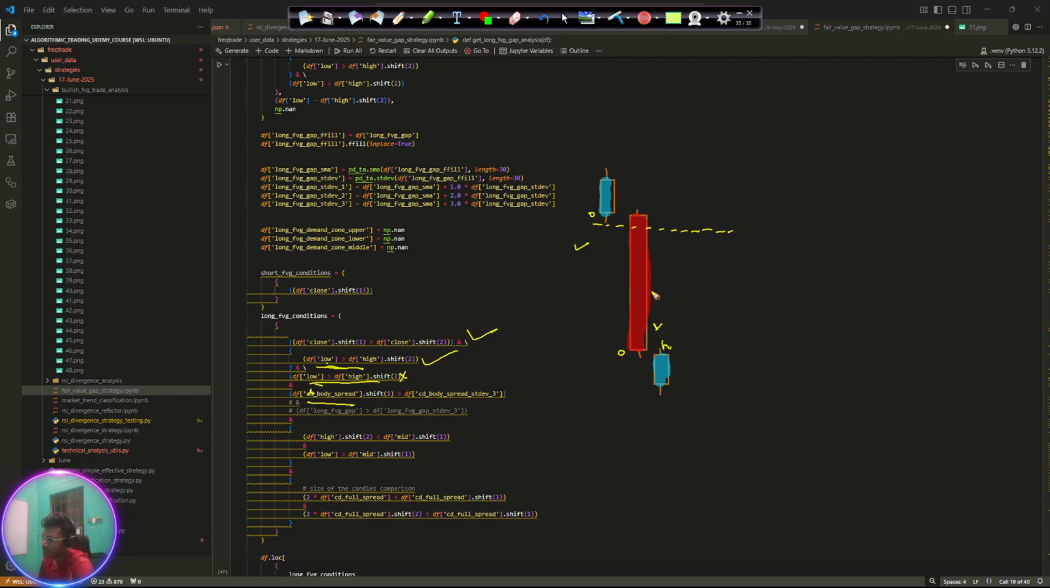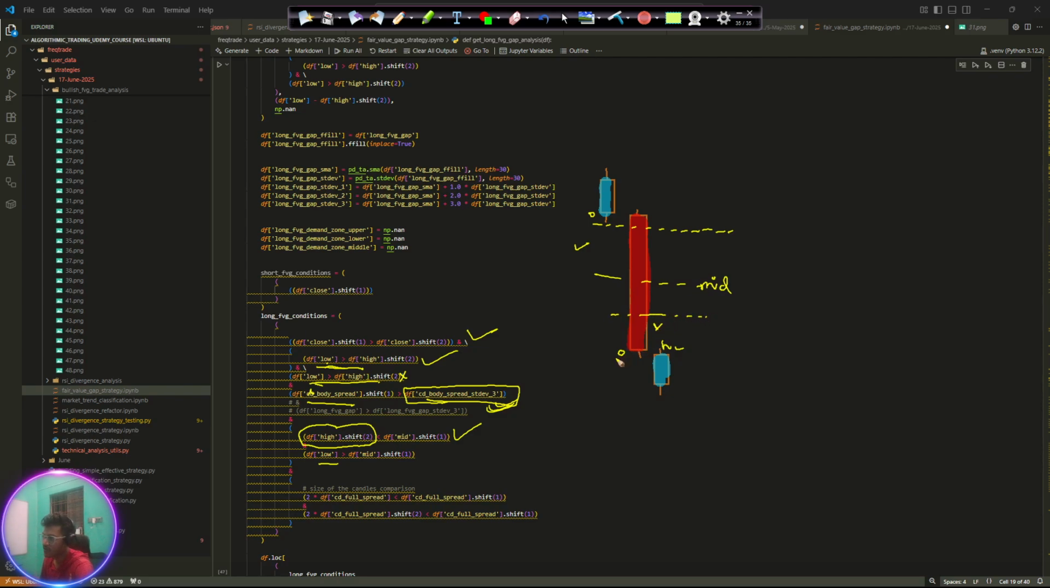Candle body spread: this one is greater than candle body spread two, 3 standard deviation, which is good. High will be low shift one, shift two. Low will be greater than the midpoint of this. Okay, checks out. High will be less than the current high, less than the midpoint of that, and even half of this.